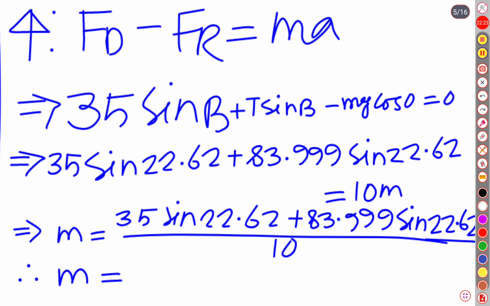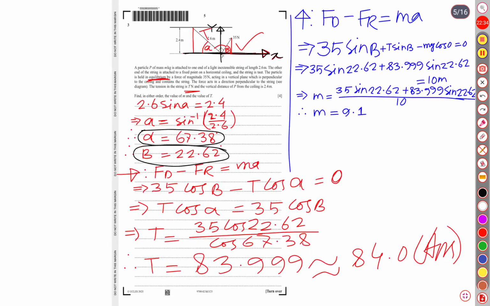9.099. If we round it up to three significant figures, it is going to be 9.1. So the mass of particle P is 9.1 kg. Kg is already given, so we can write only 9.1 as the answer. So we got both values, the tension in the string as well as the mass of particle P. Let's see what the next question says.